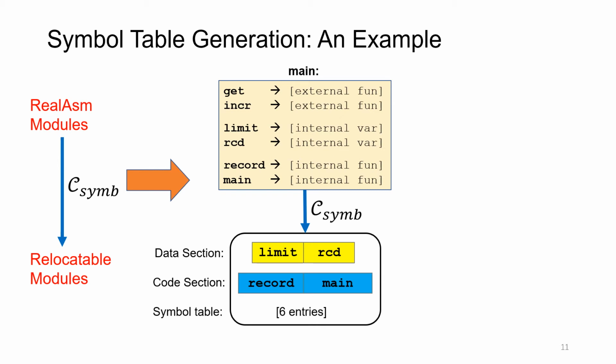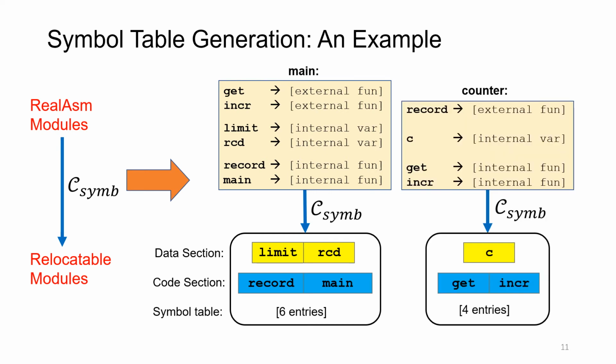The internal global variables are merged into a data section by symbol table generation as an indivisible unit from this point on. Similarly, the internal functions are merged into a code section. Finally, a symbol table is generated. In a similar way, the counter module is also compiled to a relocatable program containing data and code sections and symbol tables in the same way.